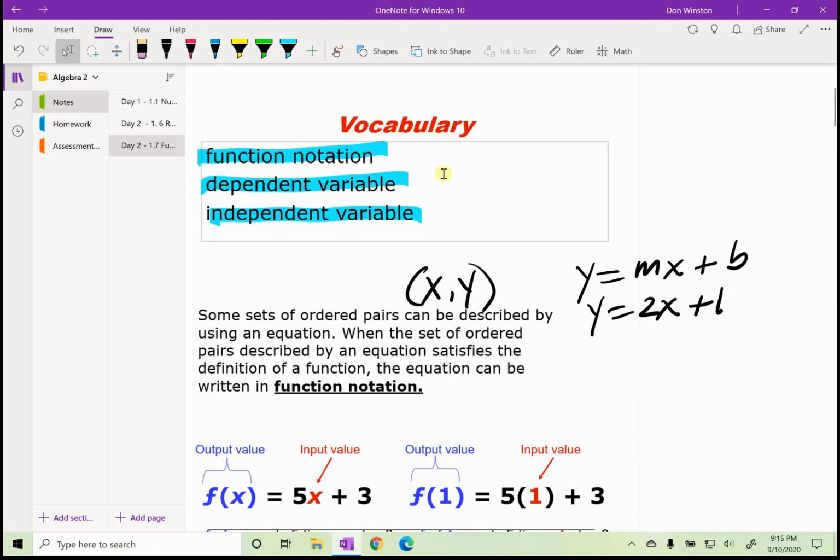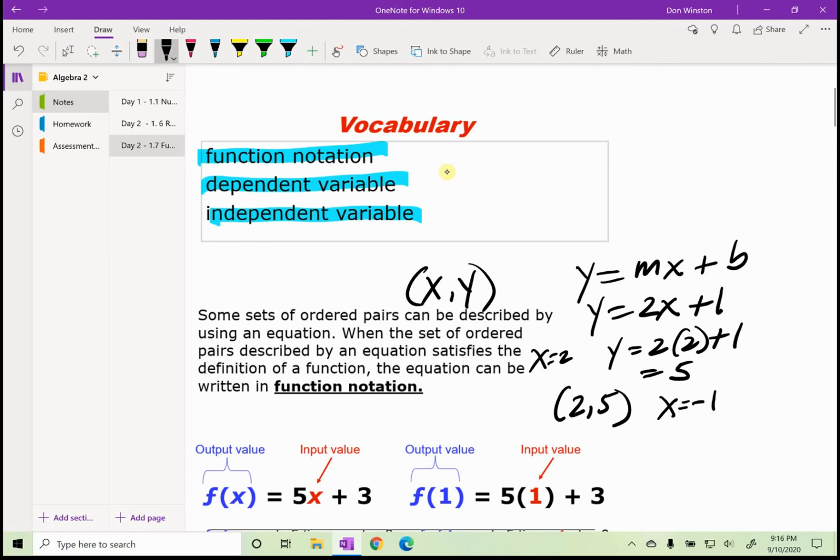For any x we get a y. If x equals 2, we get y equals 2 times 2 plus 1, which is 5. So x equals 2 and y is 5, and the ordered pair would be (2, 5). If x equals -1, we have y equals 2 times -1 plus 1. -2 plus 1 gives us -1. So my ordered pair is x equals -1 and y equals -1.